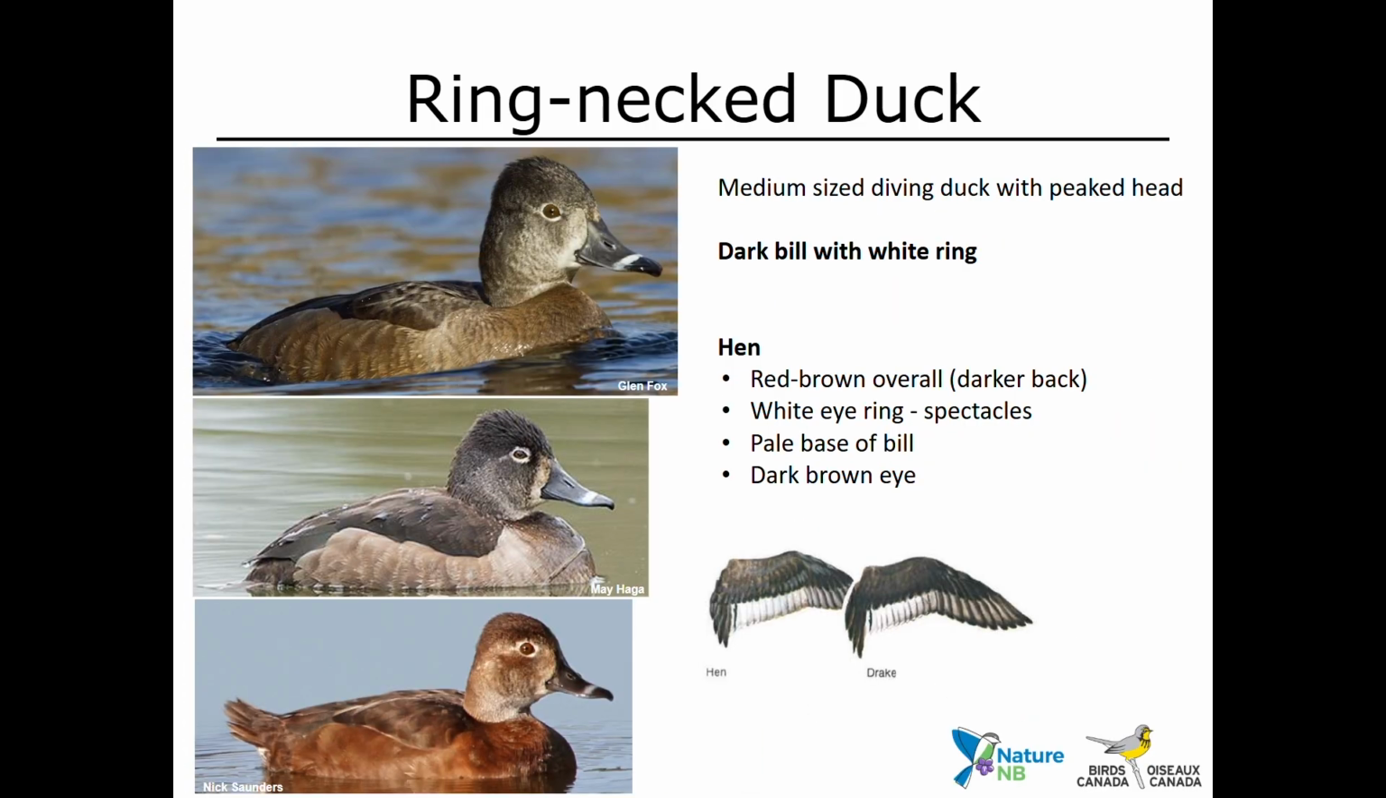And the female, she also has a dark bill with a white ring. She is reddish brown overall with a slightly darker back. So again, she's more drab than the male. She has a white eye ring, kind of looks like she's wearing spectacles. The base of the bill is pale, and then she has a dark brown eye, whereas again, the male has that orange or yellow eye. Like the male, the female has that line of gray feathers along the bottom edge of the wing.